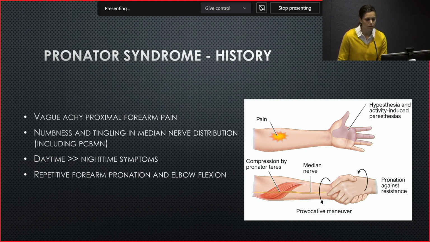Symptoms are usually exacerbated by repetitive forearm pronation and elbow flexion. I had a patient that presented with these symptoms after spending a weekend ripping bushes out of her front yard, and her symptoms were really classic with pronator syndrome.